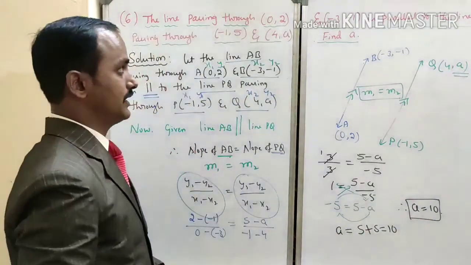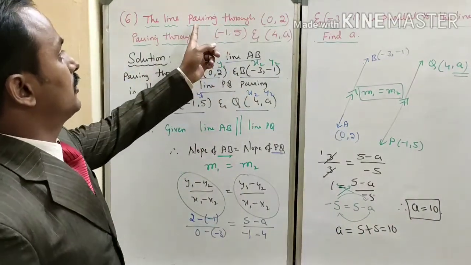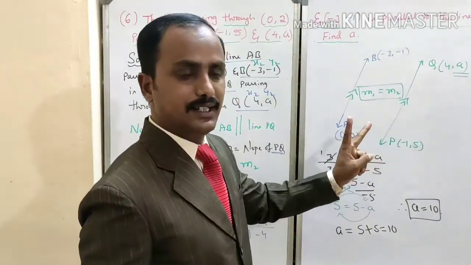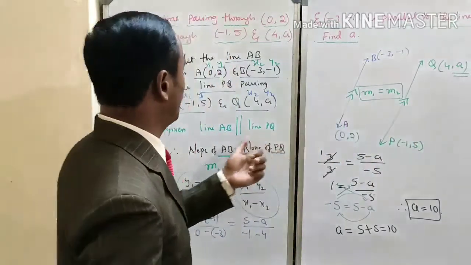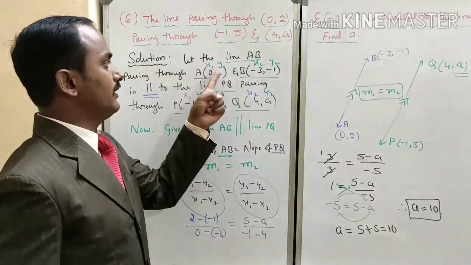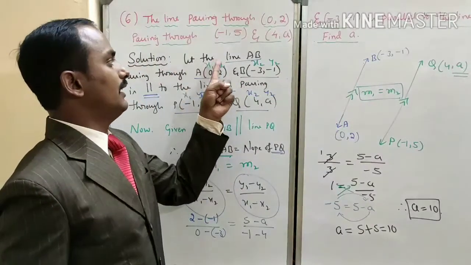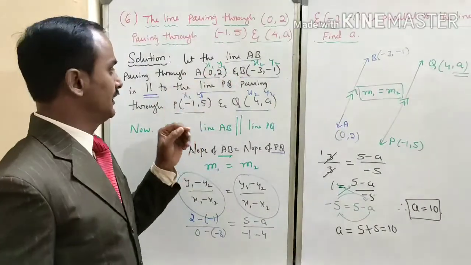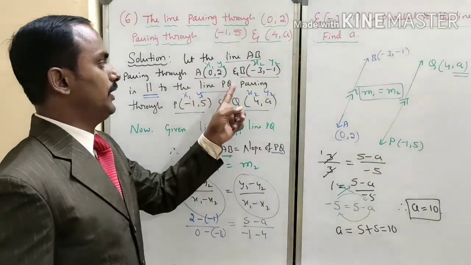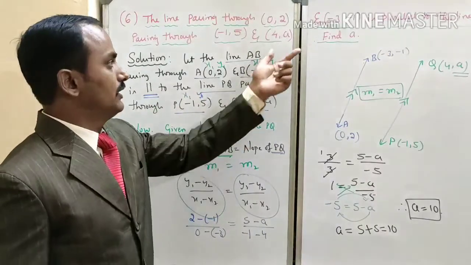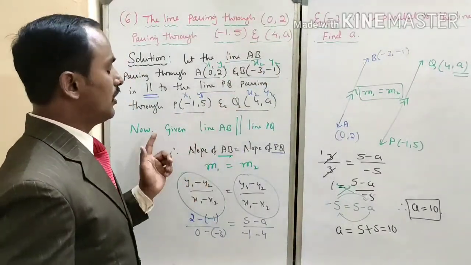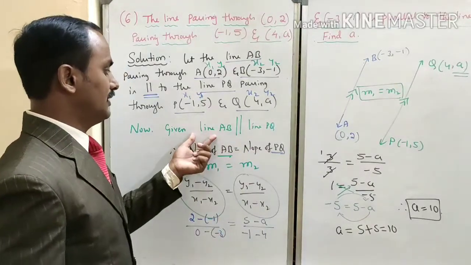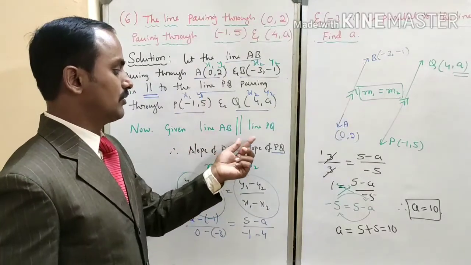I will repeat once again, dear children. See here, they gave two lines. The two lines are parallel to each other. If any two straight lines are parallel to each other, it means their slopes are equal. Let the line AB pass through these two points, I gave A and B points. Then it is parallel to another line PQ passing through the P and Q coordinates I gave. When two given lines are parallel, AB parallel to line PQ, then the slope of AB is equal to the slope of PQ.